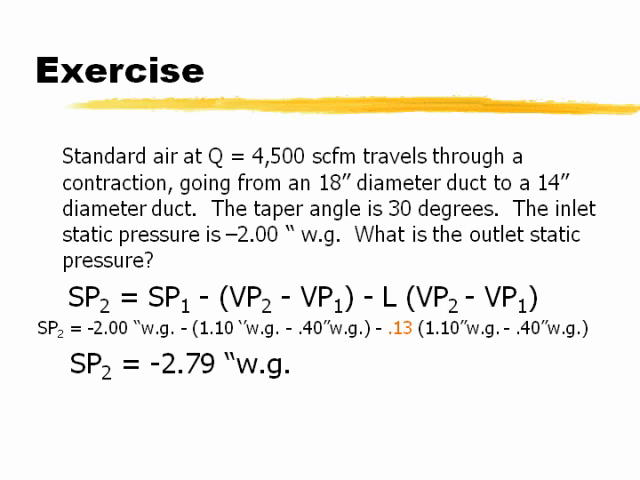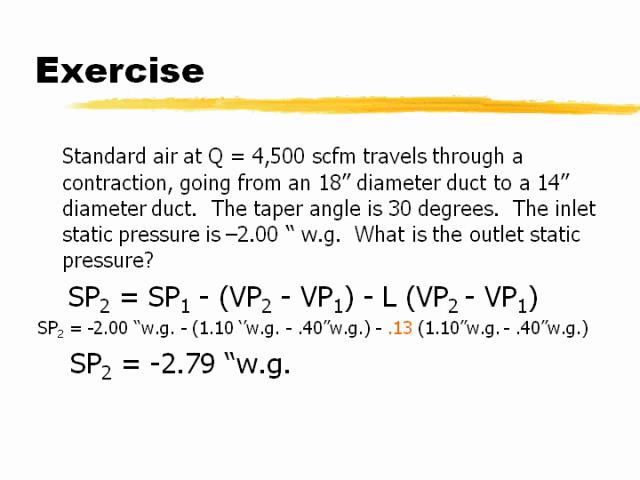So if we have air at volume flow rate of 4,500 SCFM, so S refers to under standard conditions. We're going to talk about non-standard conditions after exam 1. And it's traveling through a contraction. So we're going from an 18-inch diameter to a 14-inch diameter duct. It's a tapered angle contraction. The inlet static pressure is -2 inches water gauge. What's the outlet static pressure?